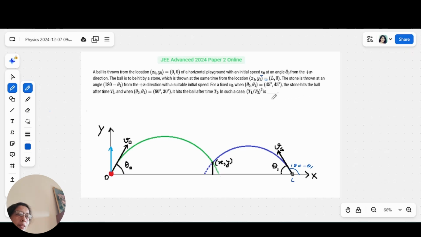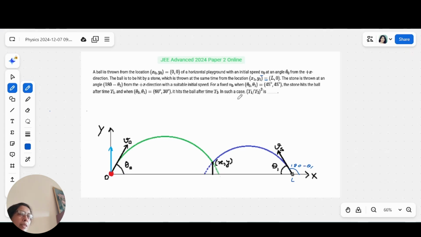The stone hits the ball after time t1. For collision to take place, after a certain time, the ball and the stone must have the same coordinates, that is the same values for x and y. When the angles theta 0 and theta 1 are 60 degree and 30 degree, it hits the ball.